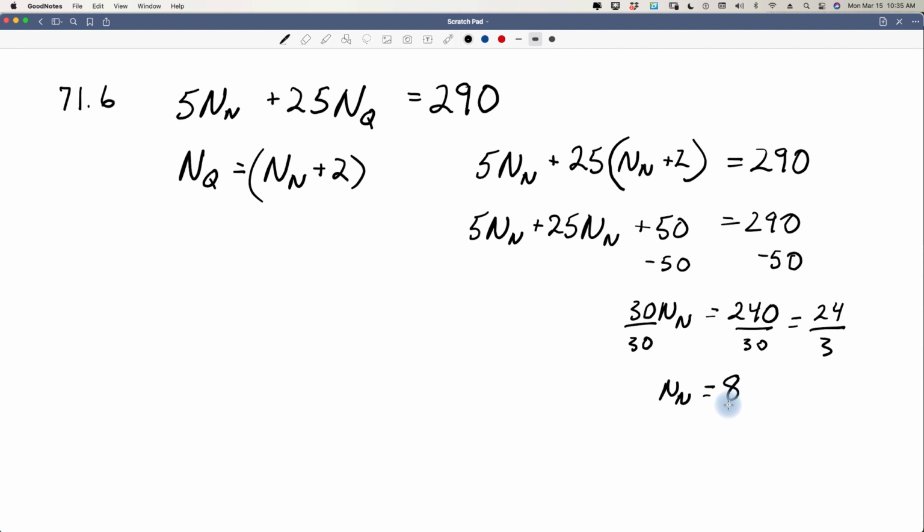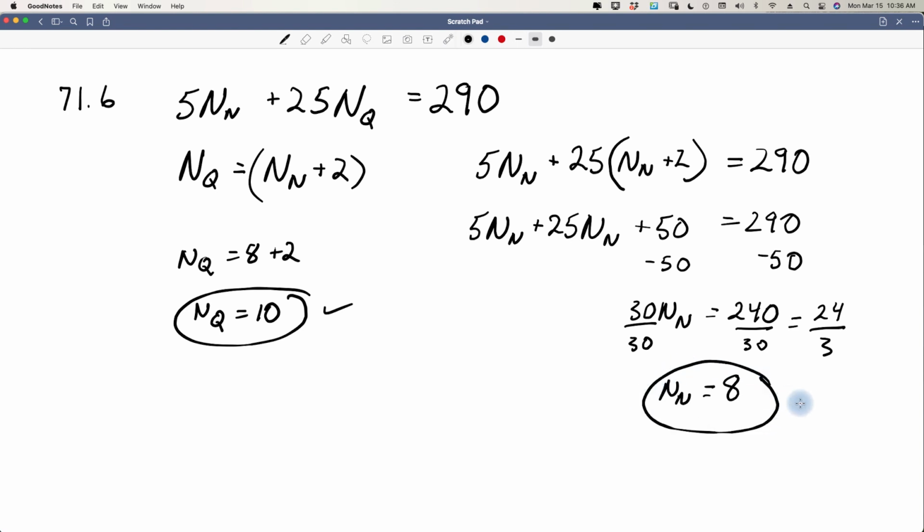So now we can sub in 8 for the number of nickels and figure out how many quarters we have. So the number of quarters is equal to 8 plus 2 because the number of nickels is 8. So the number of quarters we have is 10. And those are our answers. Voila.